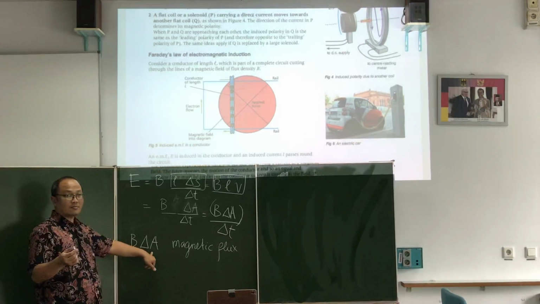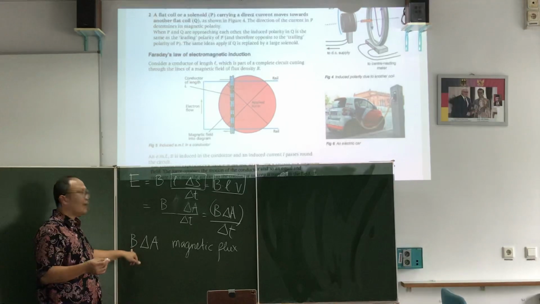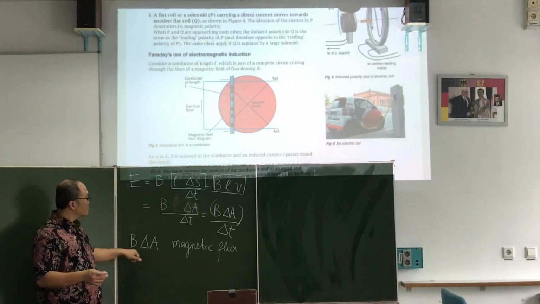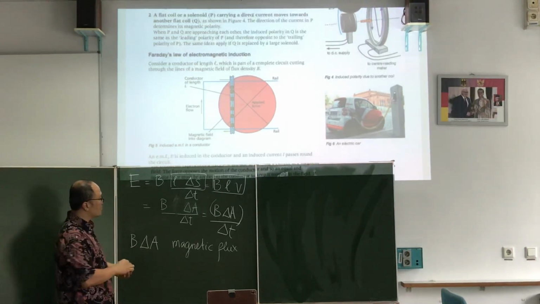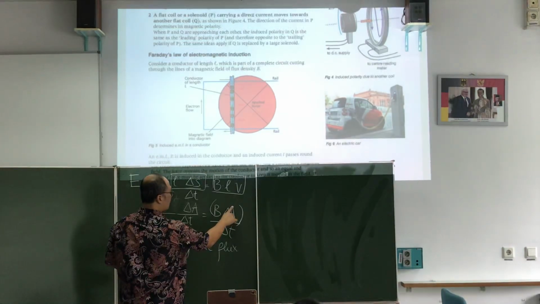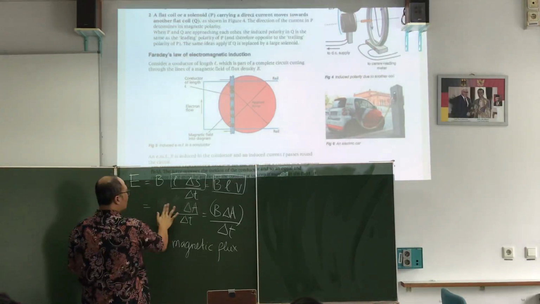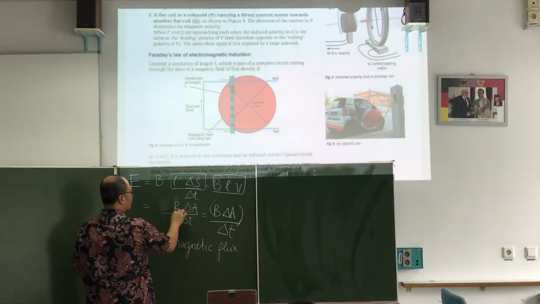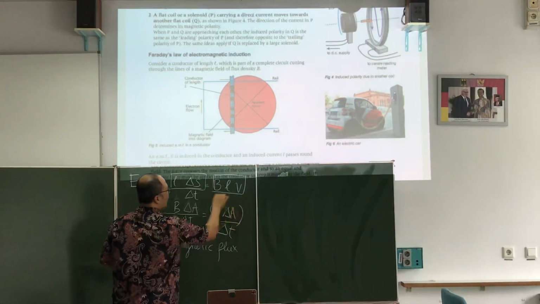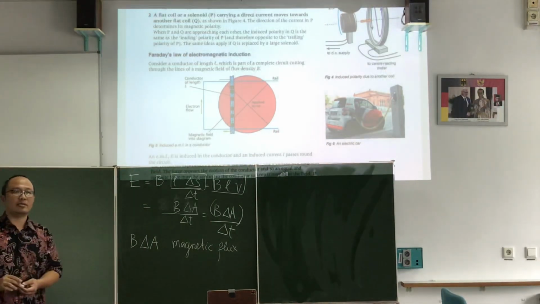Wait, what is that? The B? Why is there another one? This last one is irrelevant. I just use B times delta A. And this B times delta A, I put it in brackets because it has something special about it.